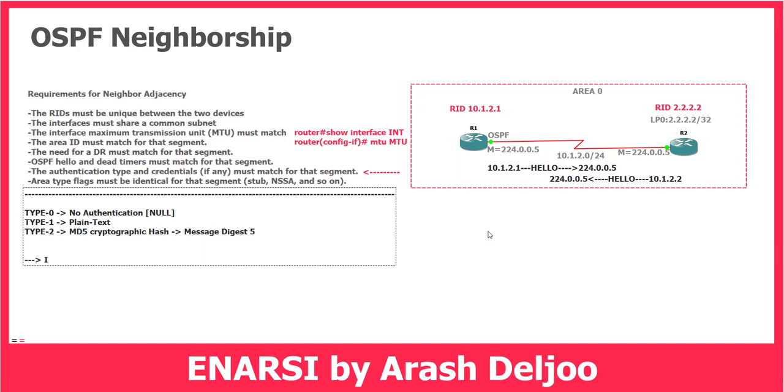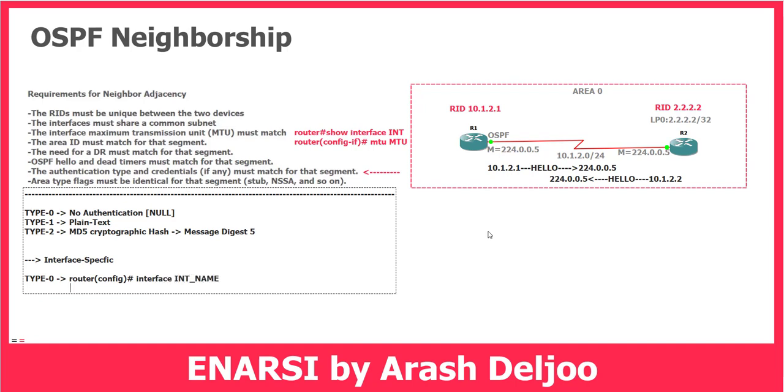Let me first talk about the interface specific authentication. It is so easy. About the type 0, we need to use this command for enabling the authentication. First, we should identify the authentication type on one interface. Router config, interface name. And after that, on this interface, router config-if, we should configure these two commands.